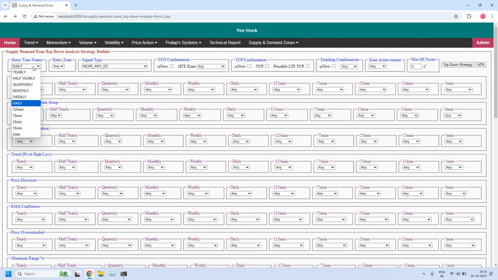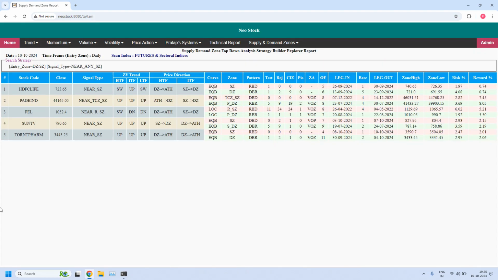So next, for daily time frame, let us find the stocks near daily supply zone. 5 stocks are filtered. Let us identify high liquidity daily supply zones. EL is pierced, so it is not valid. Pierced count is more than 0. So we don't have any valid high liquidity daily supply zones from this list.